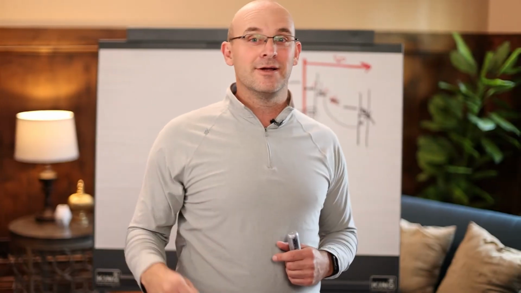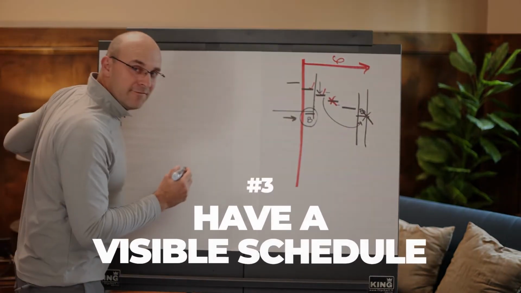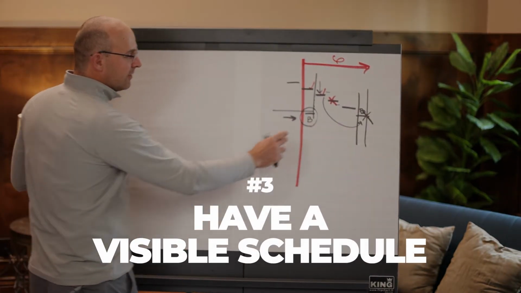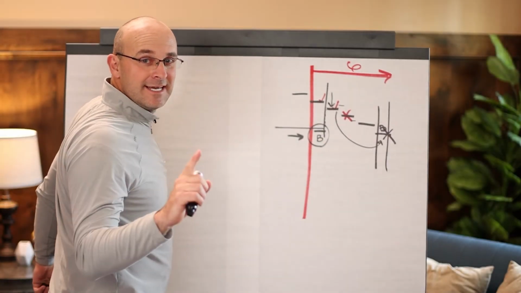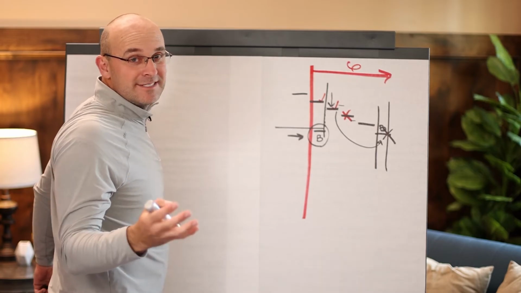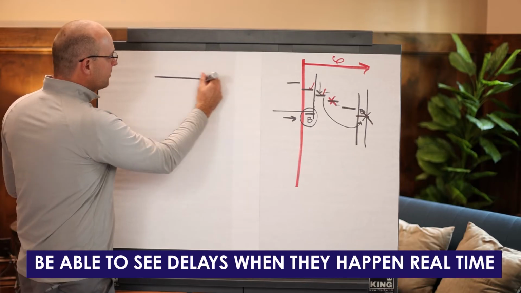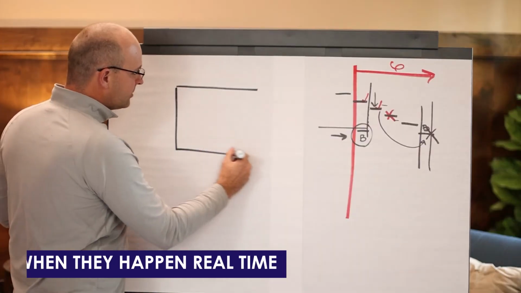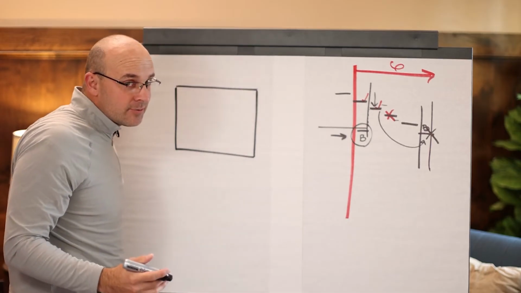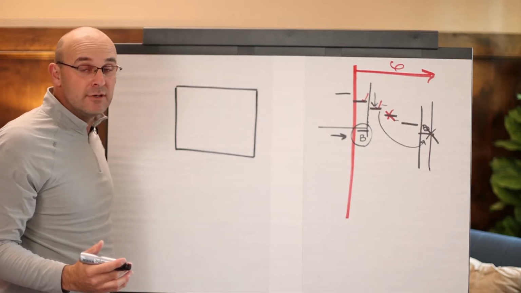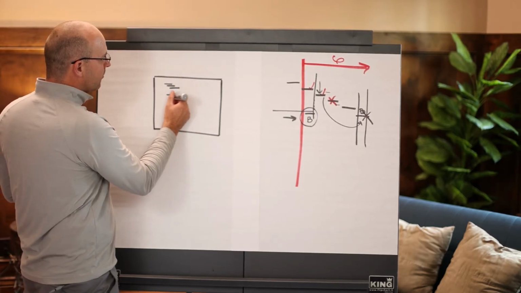Okay, now we're going to talk about principle 3. Principle 3 is we must have a visible schedule. So if you have the buffers and you are looking ahead to prevent any delays that don't actually need to happen, the other thing that you need to do is be able to see delays when they happen in real time. And that means instead of having a 76, 103, 230 page schedule that you can't see, you're going to want to see your schedule on one single page.